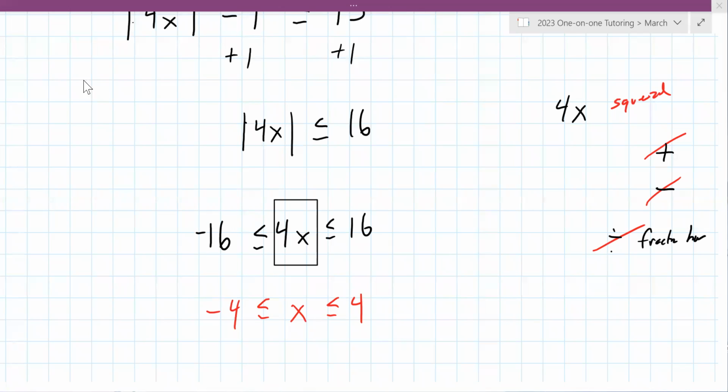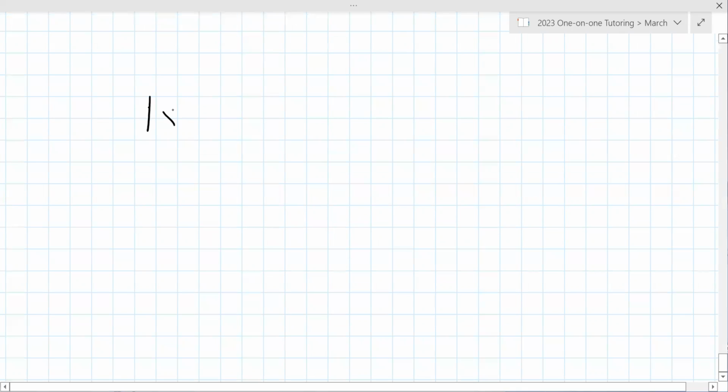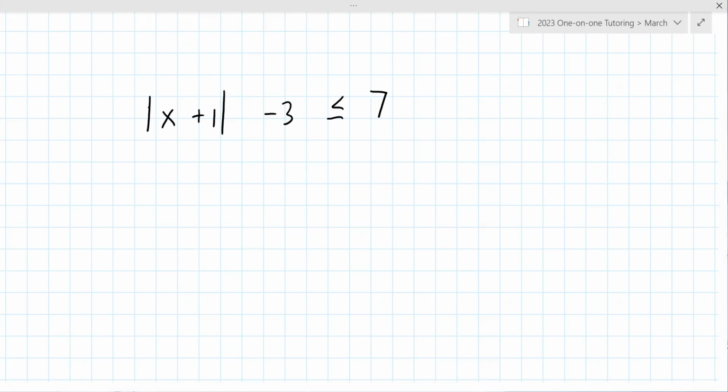Okay. Let's try another one here. We actually probably have time for one more. That's okay. We've done a lot of problems tonight, which is good. So let me just grab one more. Keep this one kind of basic. Absolute value of x plus 1 minus 3 less than or equal to 7. Okay. Why don't you try solving this one for us? Ask me questions along the way if you've got them.